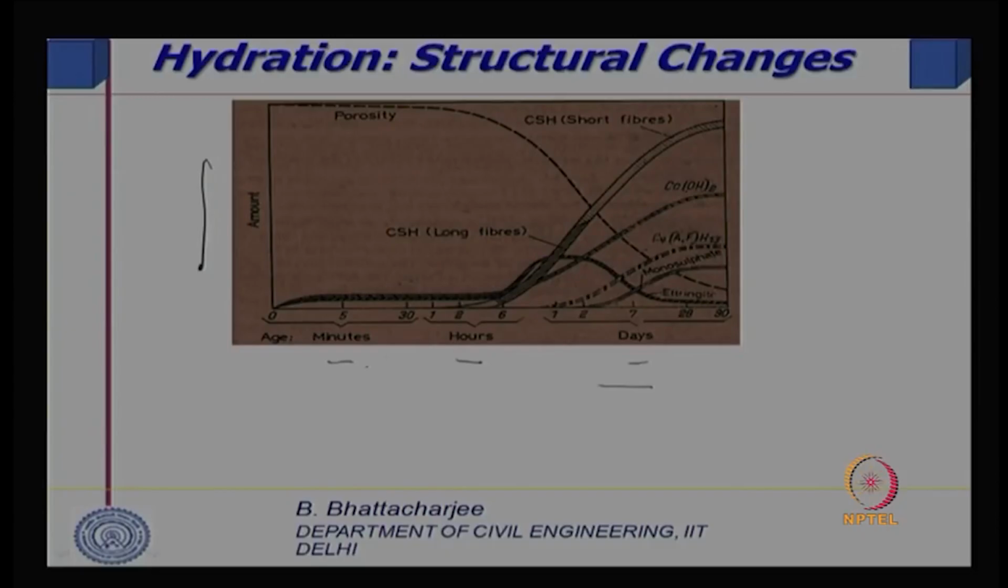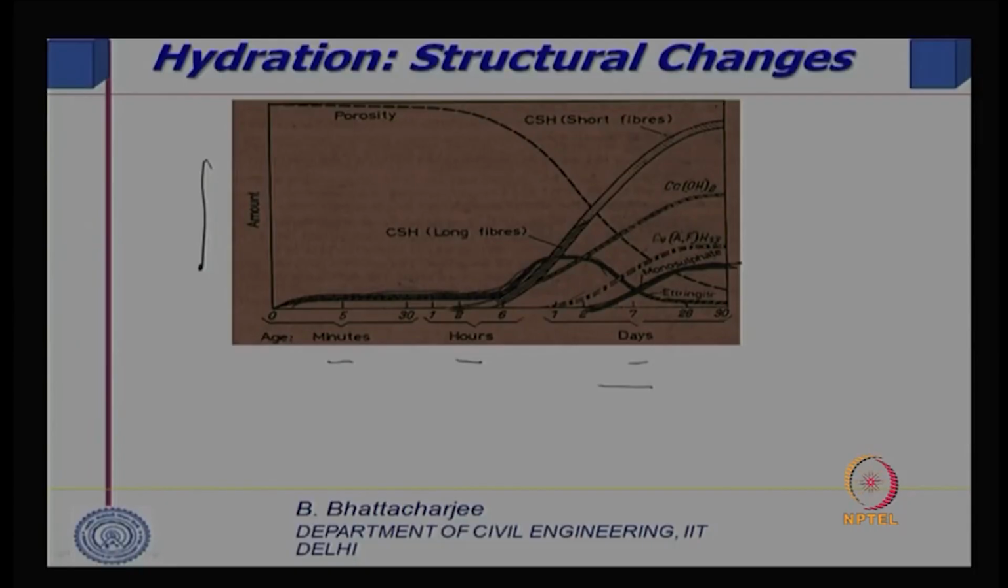Now, there are different products which are forming, as you can see. For example, this product is ettringite. Ettringite is the first one to be produced, but if you remember, I said that it is not very stable. So after a certain period of time, it gets converted into monosulfate. So, the first thing that is formed is ettringite.